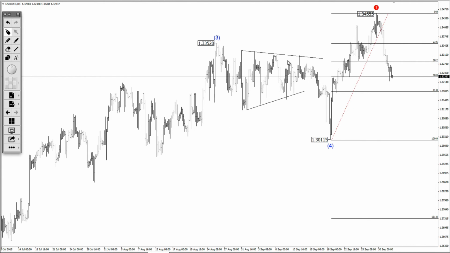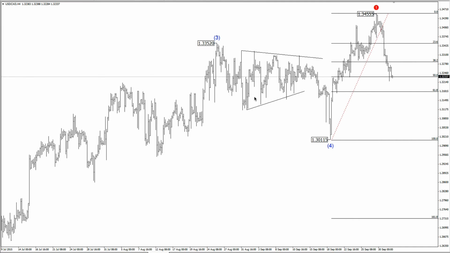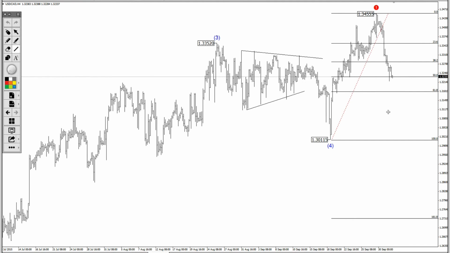Okay, finally US dollar Canadian. Also very strong decline. Here corrective wave is forming, minute wave 2 in my wave count. So 134.55 would be the peak of minute wave 1, and now this is forming the correction to the downside. We are already at 50% retracement levels.